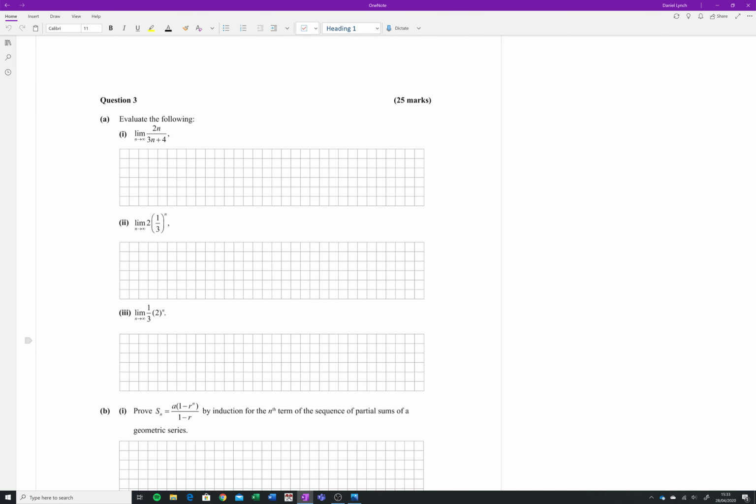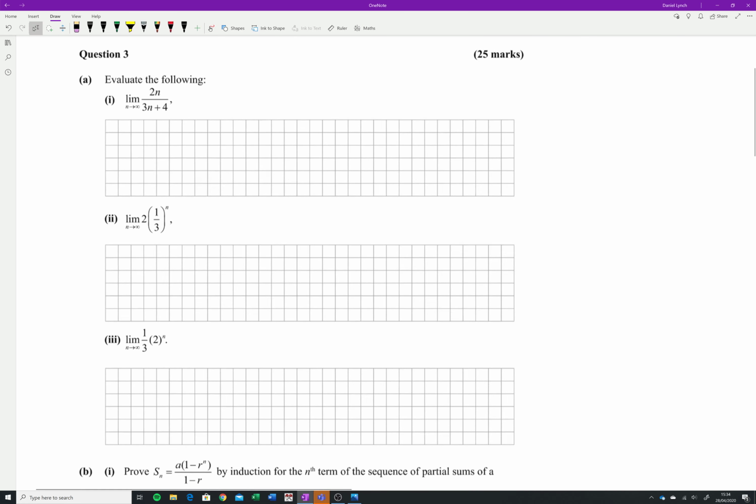This question's on limits, and that is nice. Thanks, Ronan. This is on limits, which we've sort of done already in a previous one, but not ones quite like this. So worth just reminding ourselves how to do this particular one here.